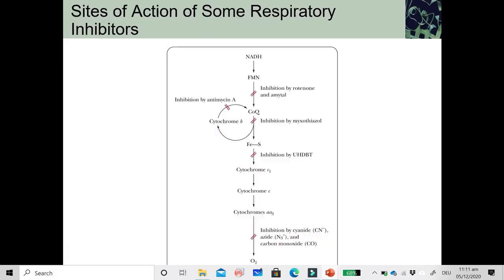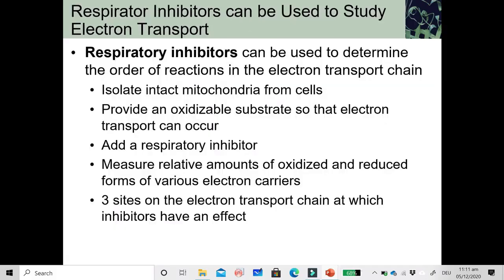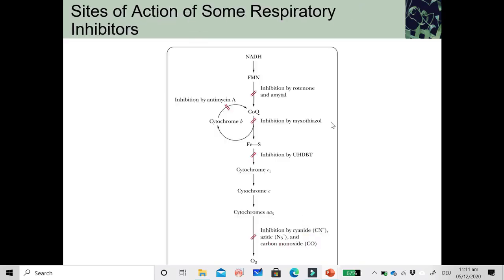As I've mentioned, there are three sites in the electron transfer chain at which inhibitors have an effect. This is here: the oxidation of FMN by coenzyme Q, which, remember, is part of complex 1. It is inhibited by rotenone and amytal, so it causes the accumulation of oxidized coenzyme Q, because that cannot be reduced.